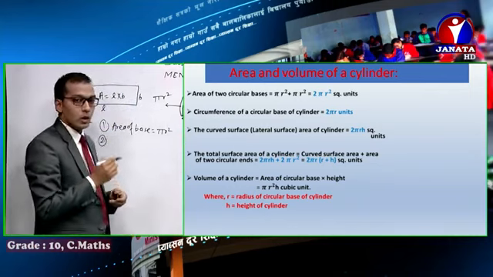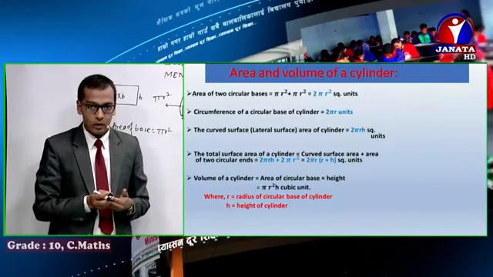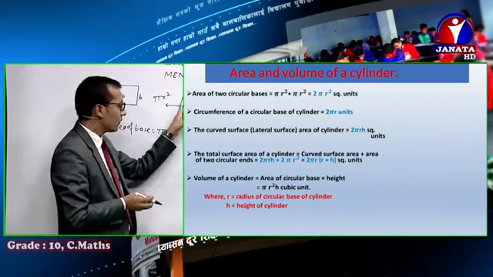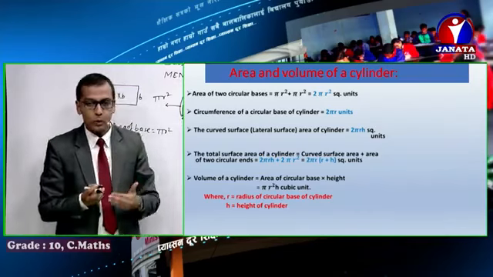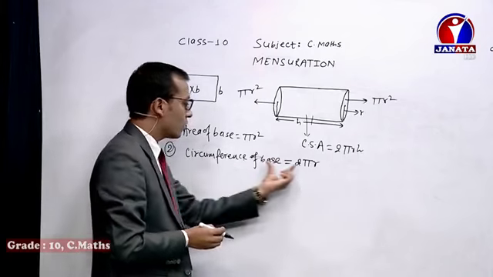Number 2, what is the perimeter? What is the perimeter of the base, or what is the circumference of the base? Here the base is a circle, so we know the circumference of a circle. The circumference of the base of the cylinder is 2 pi r.